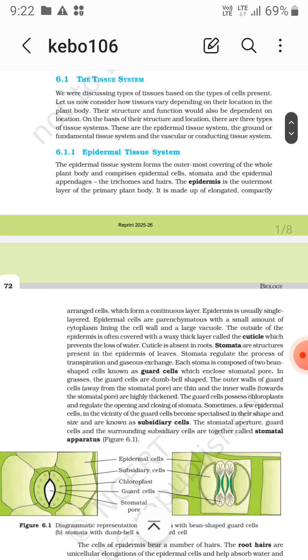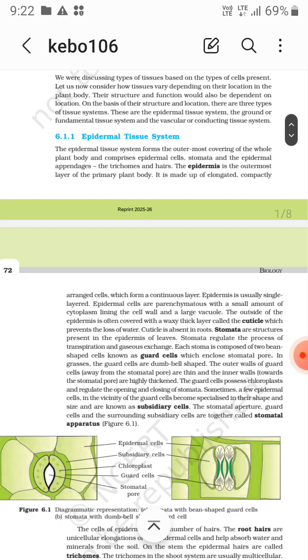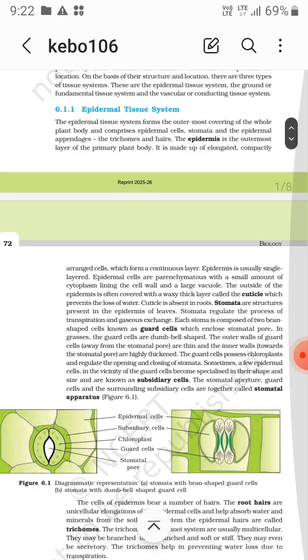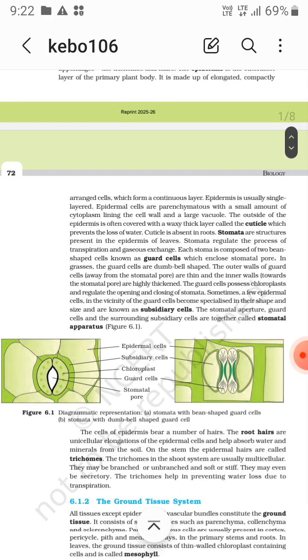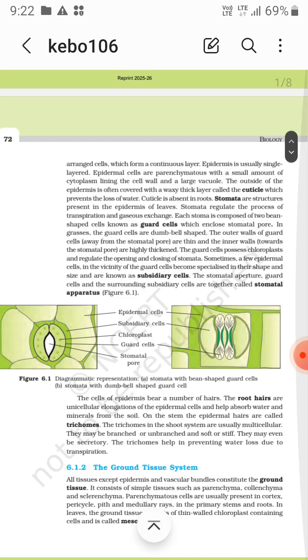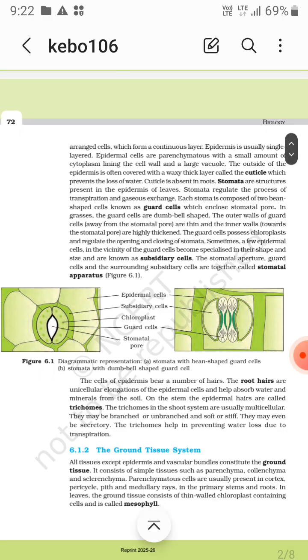The epidermis is the outermost layer of the primary plant body, made up of elongated, compactly arranged cells which form a continuous layer. Epidermis is usually single layered. Epidermal cells are parenchymatous with a small amount of cytoplasm lining the cell wall and a large vacuole.